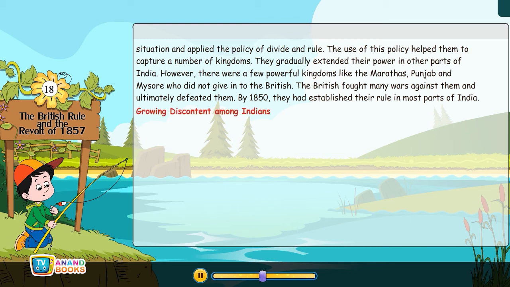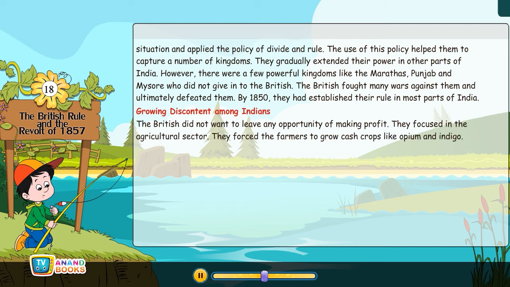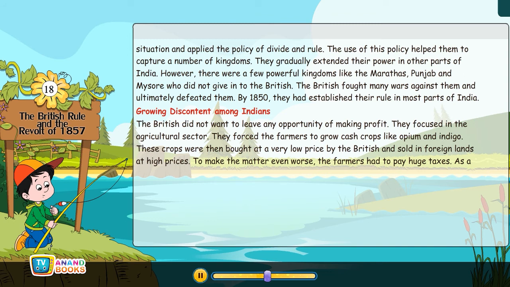Growing discontent among Indians. The British did not want to leave any opportunity of making profit. They focused on the agricultural sector. They forced the farmers to grow cash crops like opium and indigo. These crops were then bought at a very low price by the British and sold in foreign lands at high prices. To make the matter even worse, the farmers had to pay huge taxes. As a result, the Indian farmers became very poor.